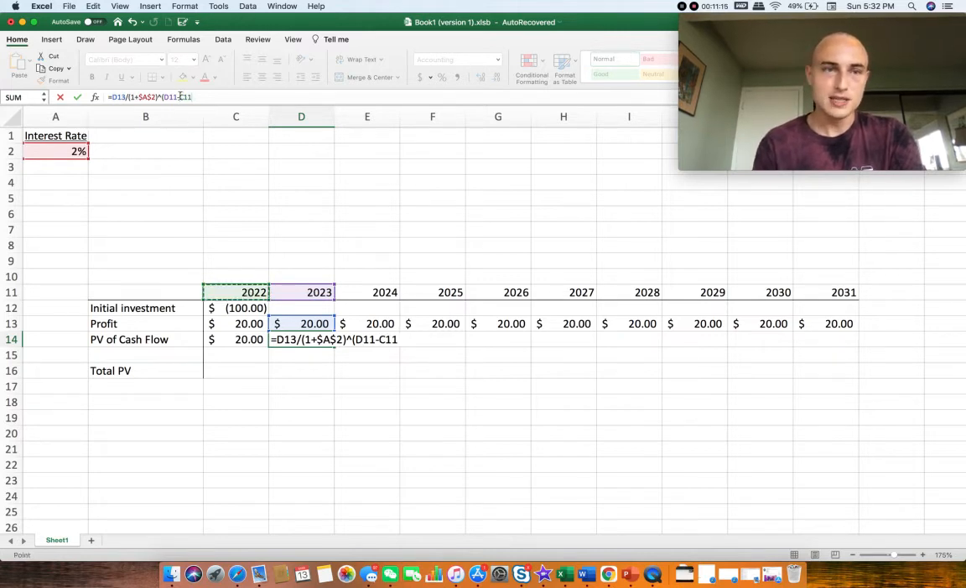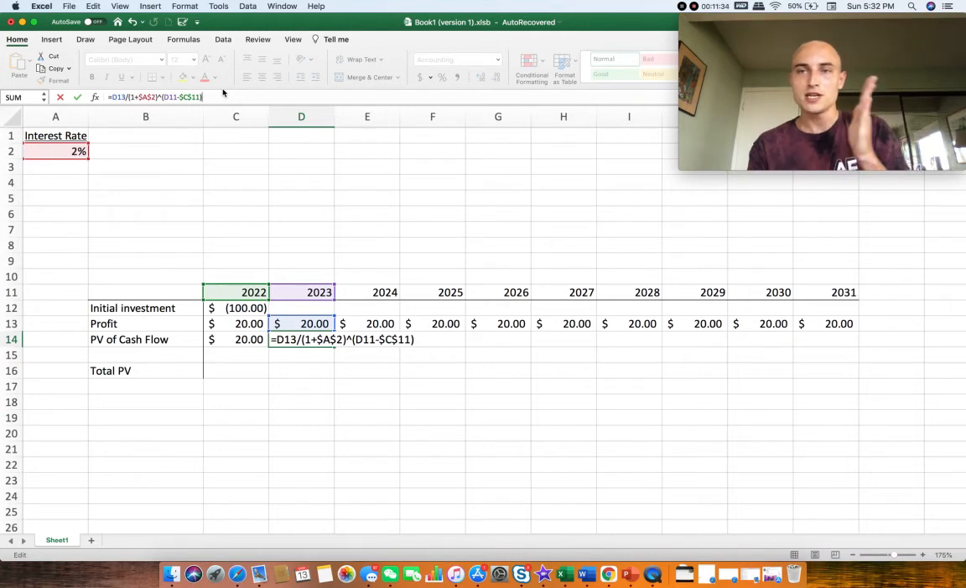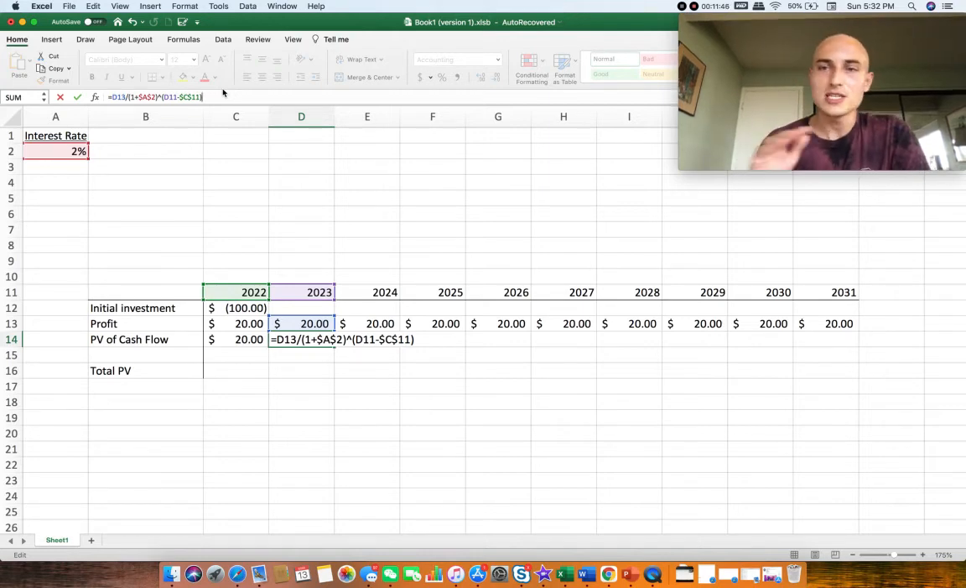And just like the interest rate, we want to lock in our base year. So everything else in the formula will change as I drag it along, but we want our base year to stay the same, right? And what this will do is increase that exponential factor by 1 for each year that it moves down the sliding scale. So in 2023, it'll raise it to the power of 1. In 2024, it'll raise it to the power of 2, and so forth. So it's a nice, easy way to set up that exponential factor.